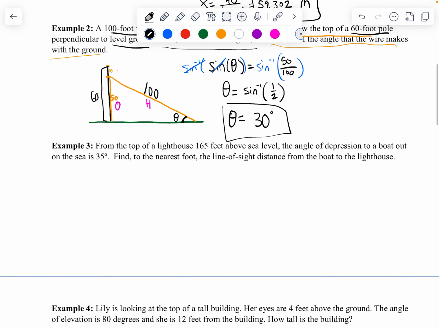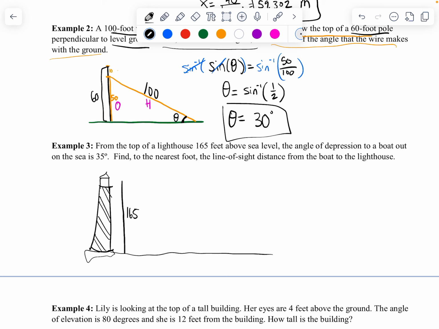Now, next one, we have from the top of a lighthouse, 165 feet above sea level. So we have a lighthouse. Okay, and maybe like here's the top of the lighthouse, right? Maybe my lighthouse has like a little barber pole effect. There we go. Yay! And I know that my lighthouse is essentially 165 feet above sea level. I'm assuming that it's like this, like, there's my sea. There we go. Okay. The angle of depression to a boat out at sea.